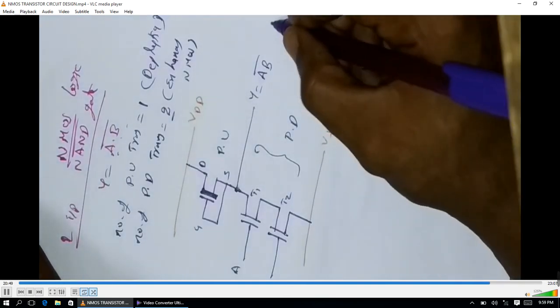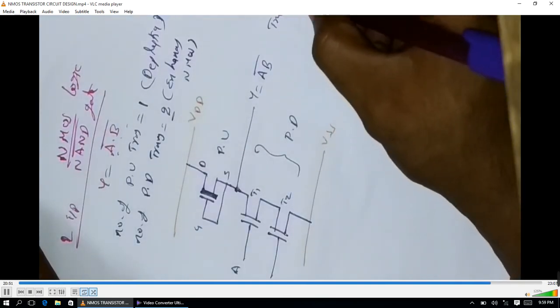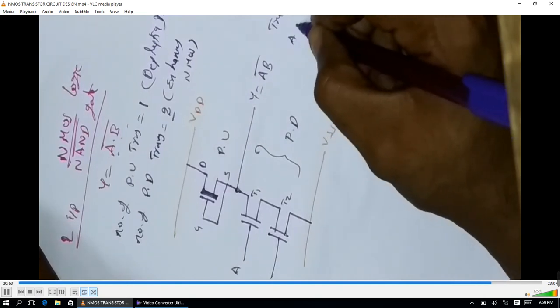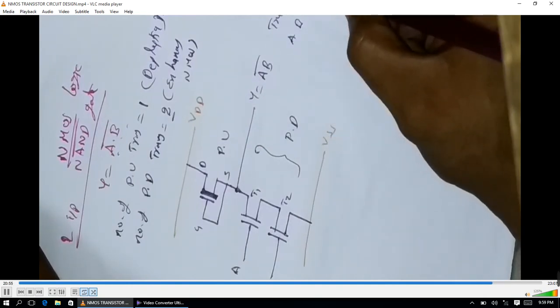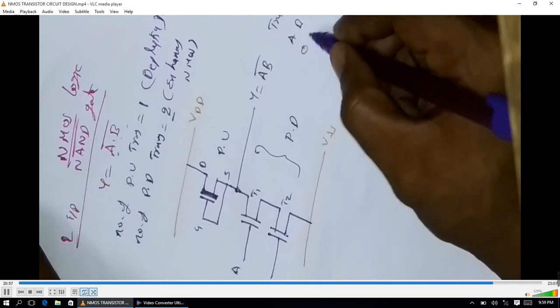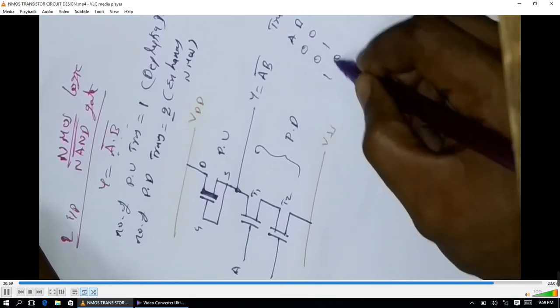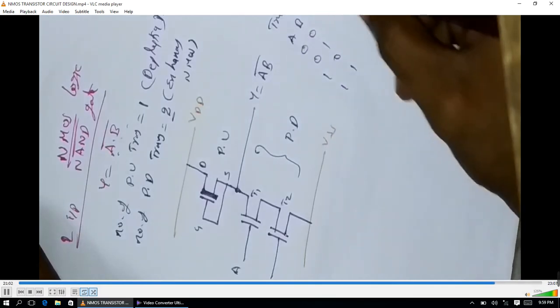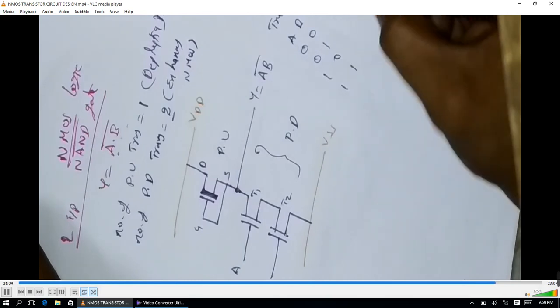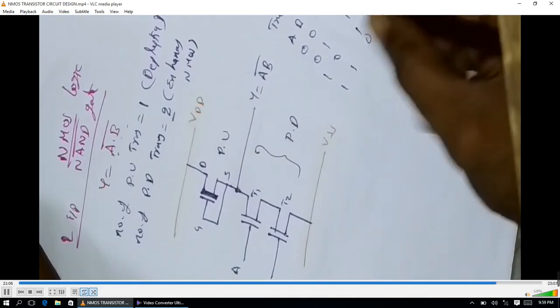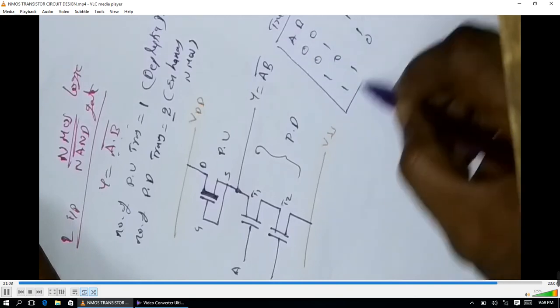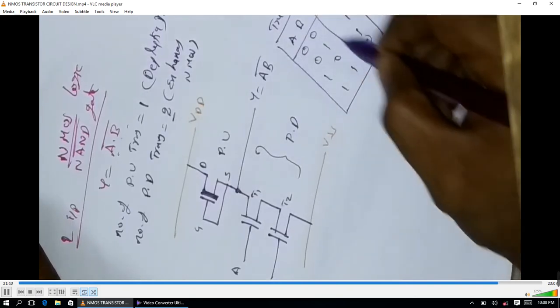Okay, the truth table for the NAND gate is Y is equal to AB whole bar, and the combinations 0 0, 0 1, 1 0 and 1 1. The output should be 1 1 1 0. Okay, now we can verify all these combinations.